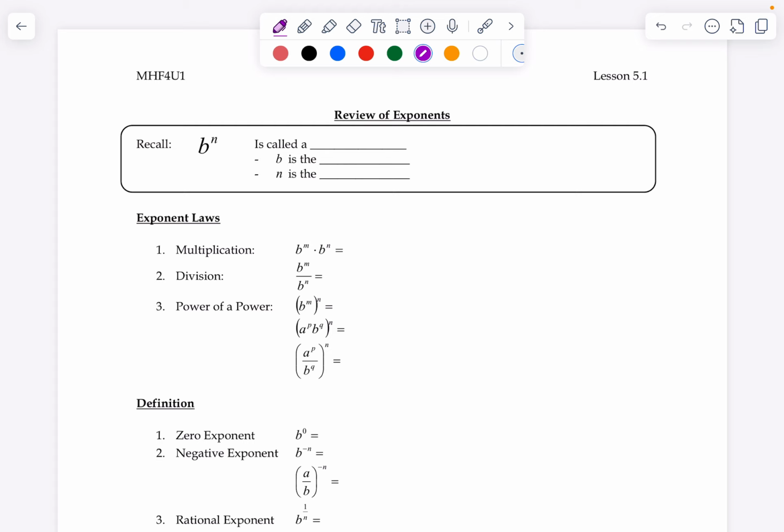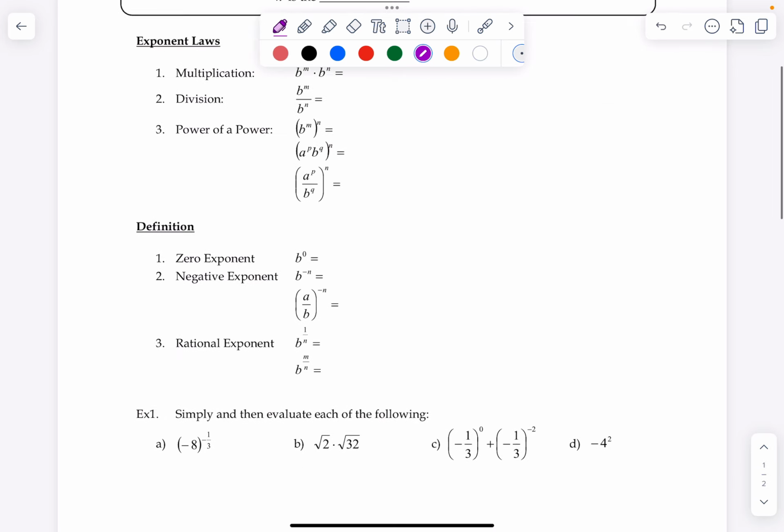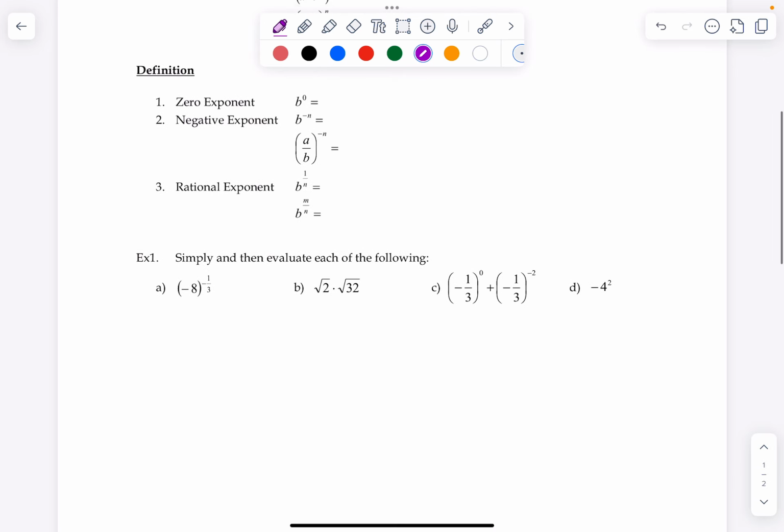Okay, lesson 5.1. Today's lesson is going to be a review of exponents. Review because there's hopefully not going to be any new information taught. This is just a refresher from concepts that we would have learned in grade 11. We'll start off the lesson by going over some laws and definitions, and then we're going to get into examples which will apply those laws and those definitions.